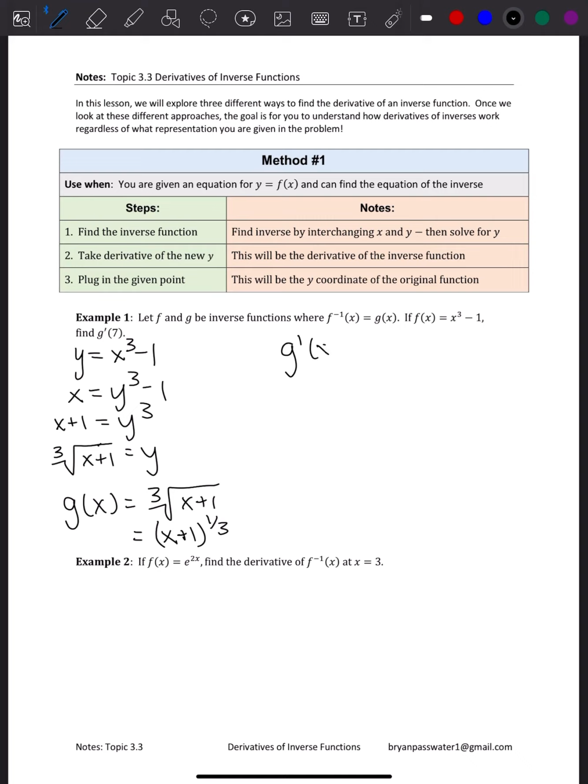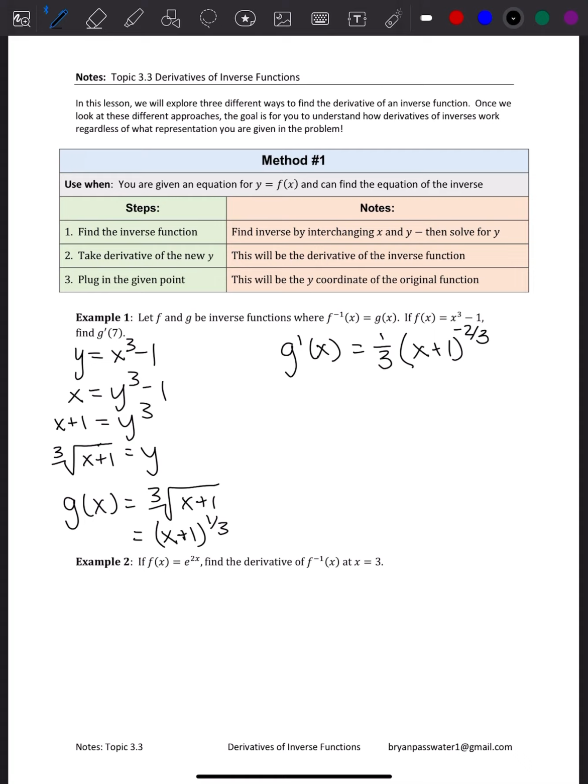So I have g prime of x is equal to 1/3 times x plus 1. Now we take 1 away from that power, so if we take 3/3 away from 1/3, we get negative 2/3. And then we want to multiply this by the derivative of the inside. The inside is x plus 1, so the derivative of that is 1. So we multiply all of this by 1, which we don't actually have to.